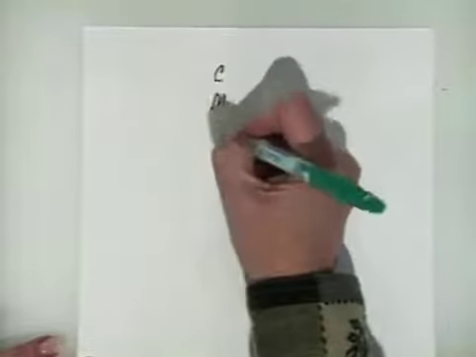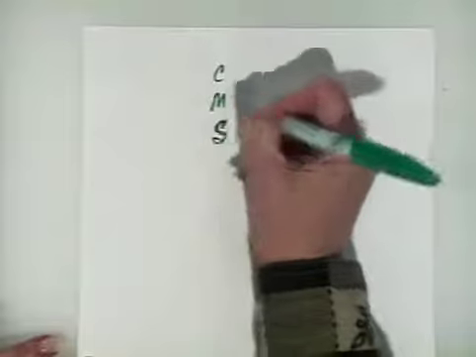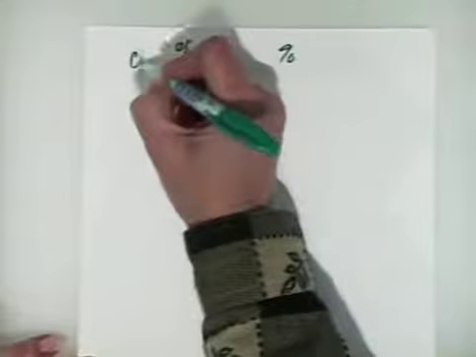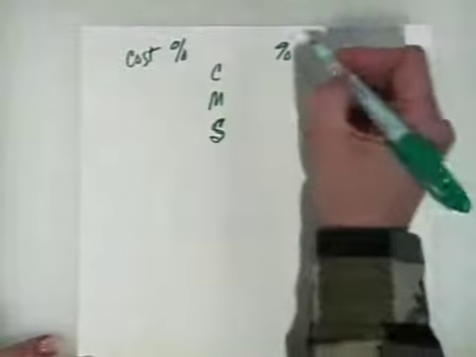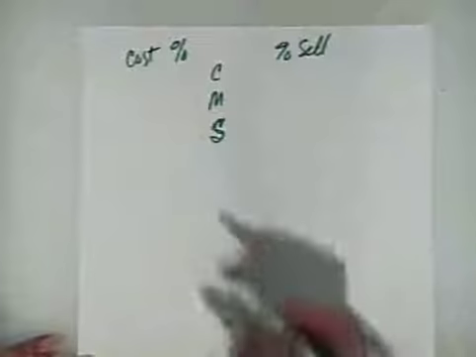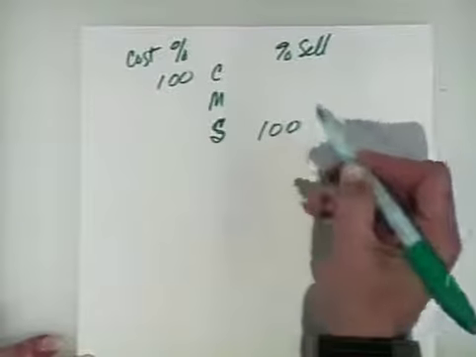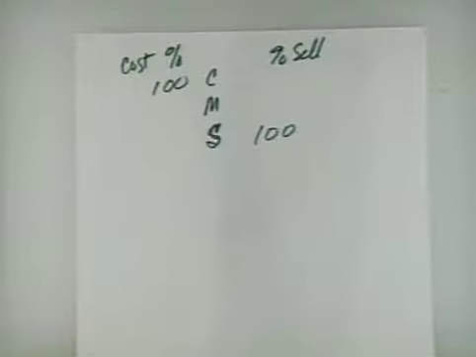I'm going to start with a CMS table. I'm going to put percents on both sides. I like putting cost on this side and putting sell on this side. When I have a markup on cost, I put 100 by cost. When I have a markup on selling, I put 100 by selling.